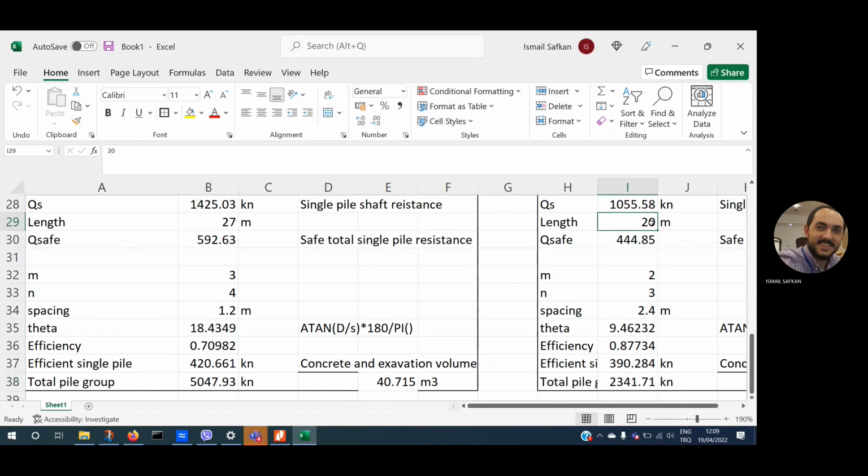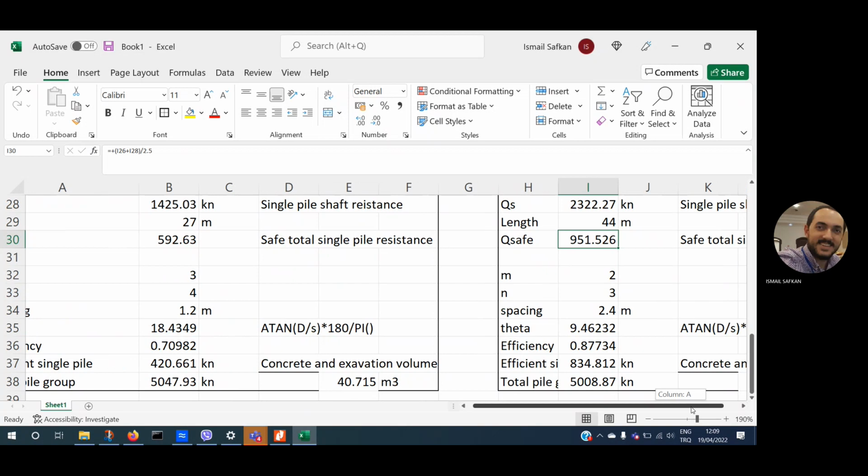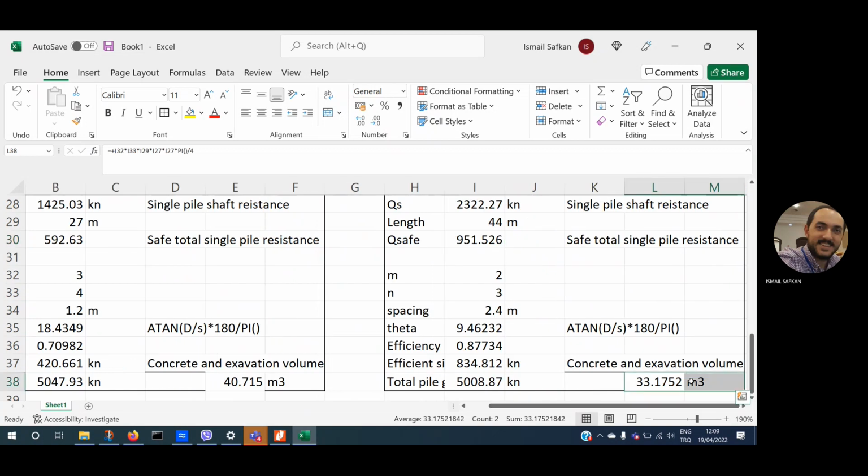20, 40, 44. Right? Look at the meter cube. So which one is optimal? This is economical, but I think this one is optimal. Why? What causes optimum? What is optimum? Safe. Is it not safe? Both are safe. Both are safe.